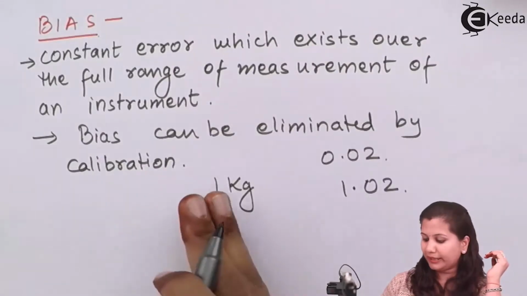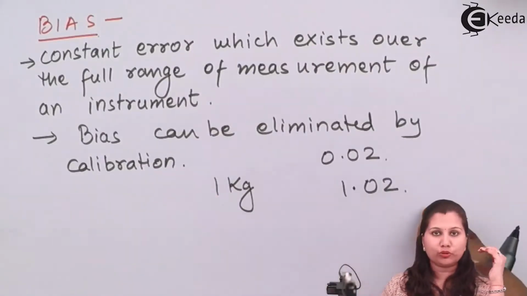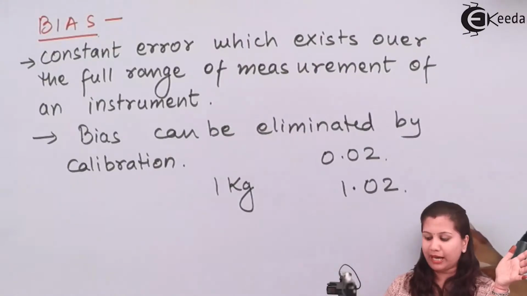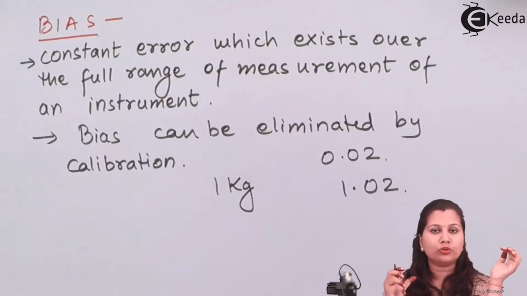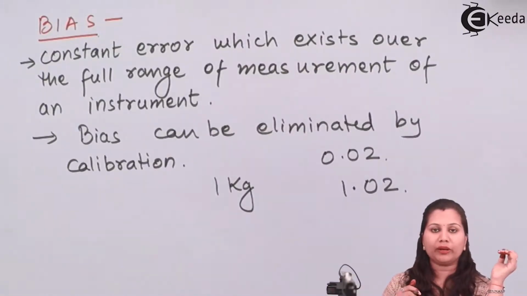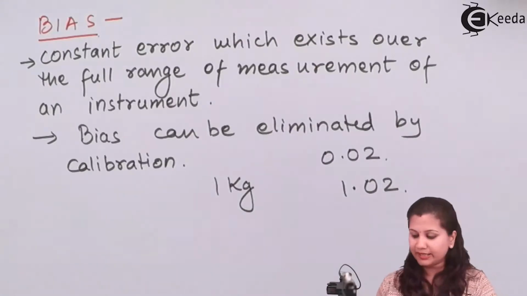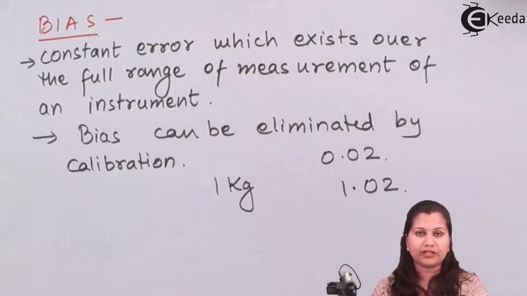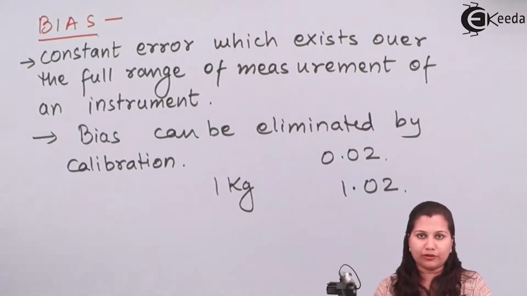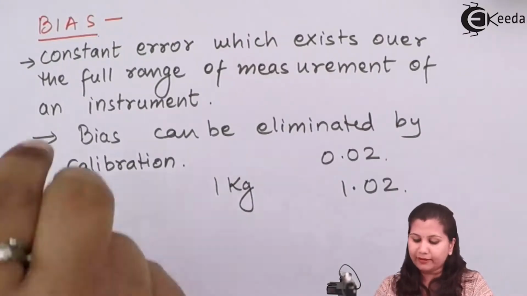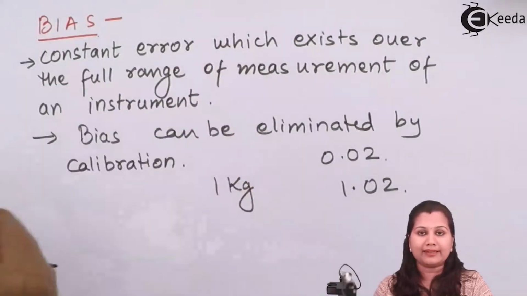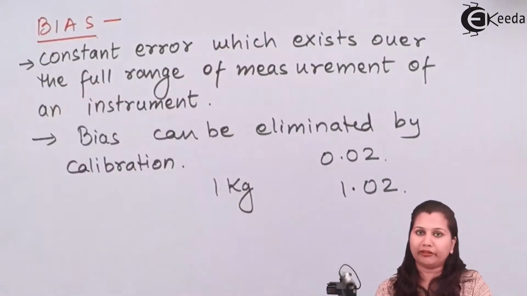That means 1 kg plus 0.02 grams also gets added. So now we are going to change the readings. We will make it again 1 kg so that we can say that we have calibrated the instrument, and then the bias error in the instrument can be removed.